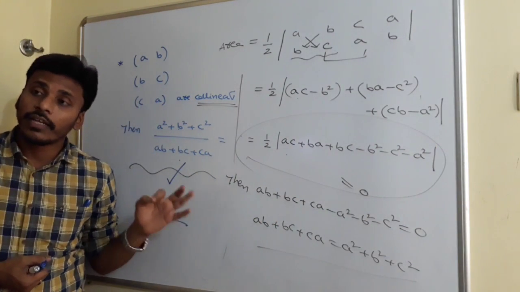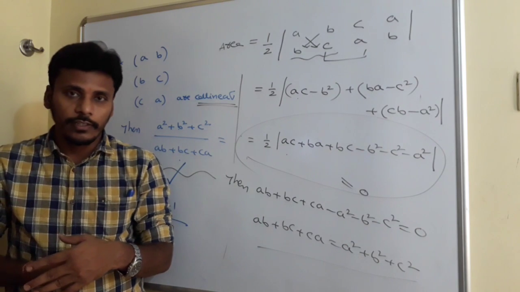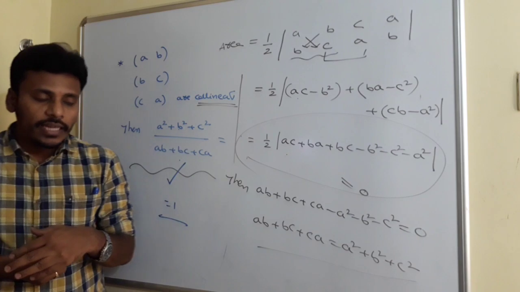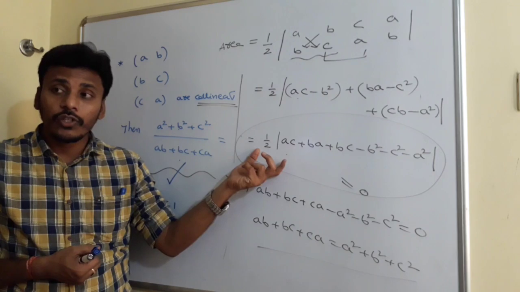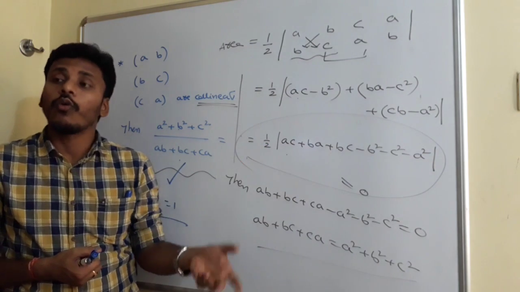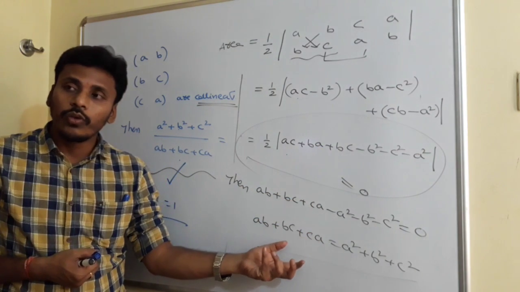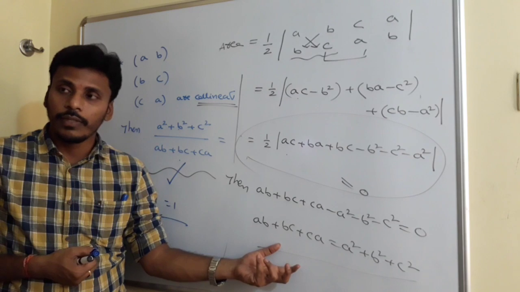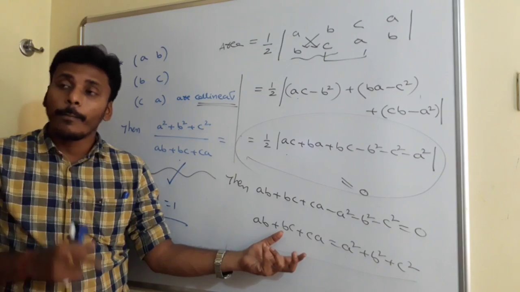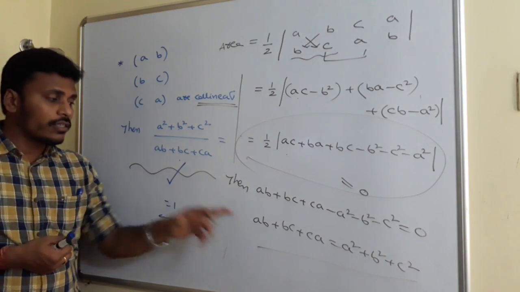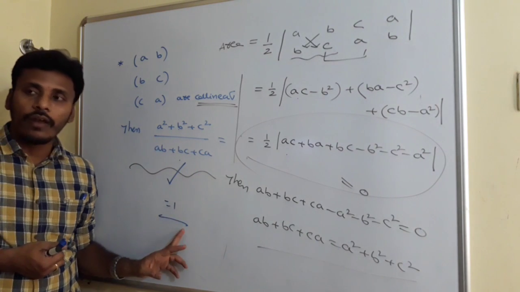But in the problem itself it is given that the 3 points are collinear. Whenever the area is 0, the points are collinear. So you just equalize this area to 0. Half of something is 0 only if that something is 0. So equalize this value to 0 and you will get that AB plus BC plus CA is equal to A square plus B square plus C square. Now this is in your hands, but they ask you to find this value. Since numerator and denominator are equal here, your answer is 1 for this problem.